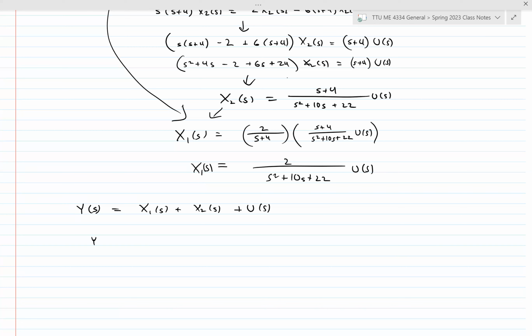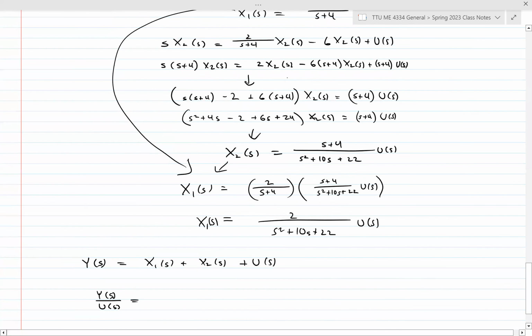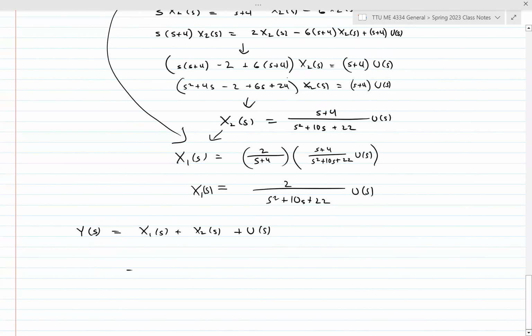So what do we end up with? Anybody got anything for Y(s) over U(s)? X1 plus X2. So let's try and write it out here. Y(s) is X1, right, which is 2 over s squared plus 10s plus 22, times U(s). Then you said X2 as well, right? So we plug that in.